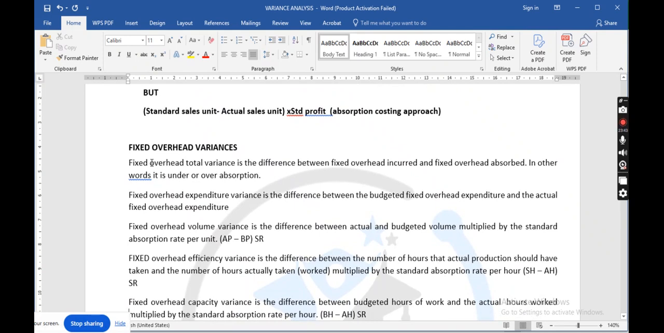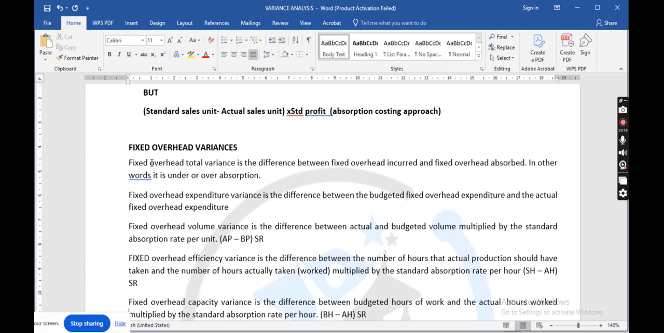The fixed overhead variance, if you want to determine the rate, you have to use your fixed overhead absorption, which is budgeted overhead over budgeted output. That is what we call FOA, the fixed overhead absorption rate, right? We know that. Now, under the fixed overhead variances, there are two actually, right? There are two, but one of them is divided into two.